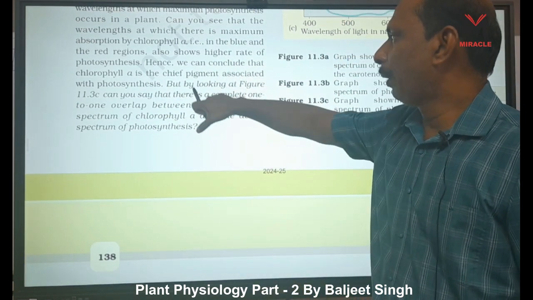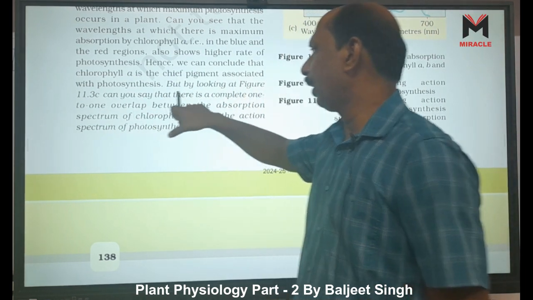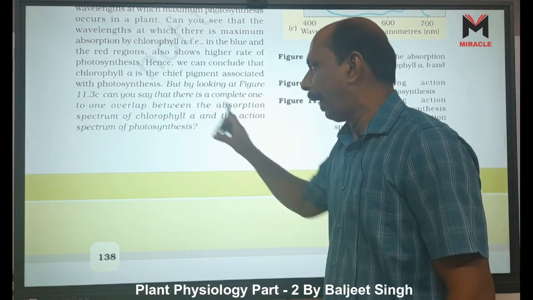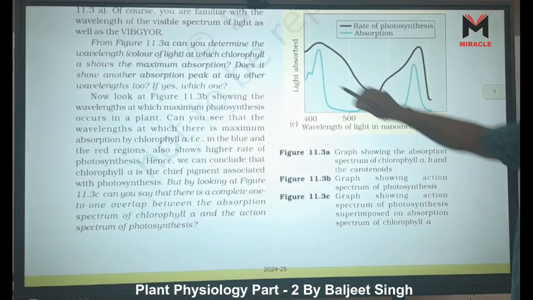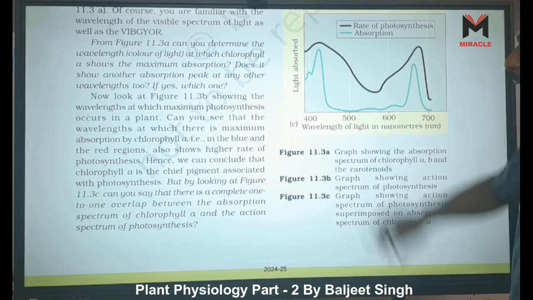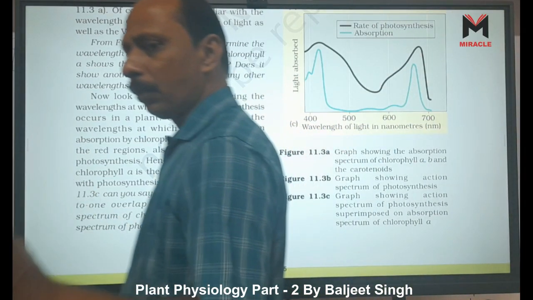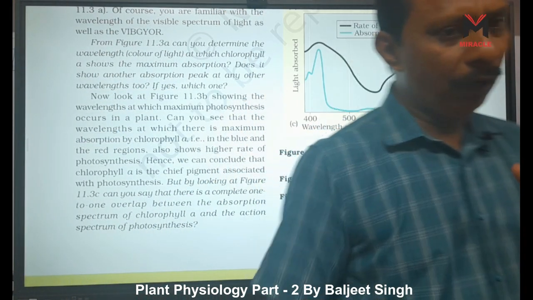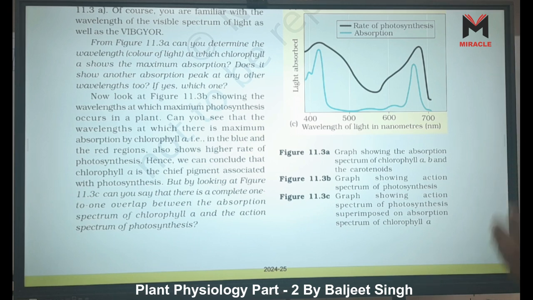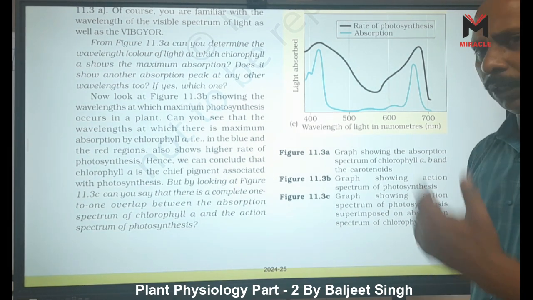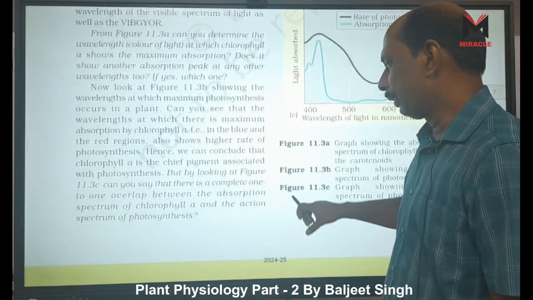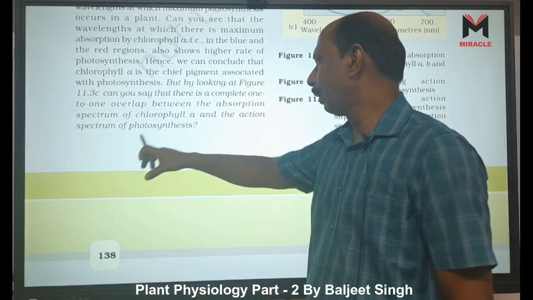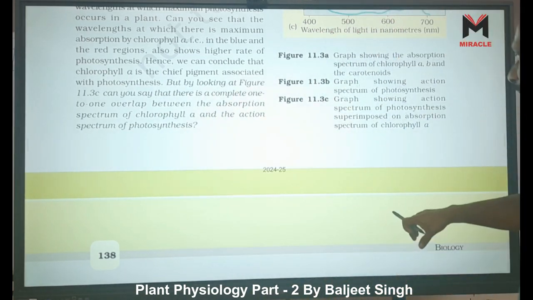Now, some questions are given, but by looking at figure 11.3c, can you say that there is a complete one-to-one overlap between the absorption spectrum of chlorophyll a and the action spectrum of photosynthesis? No overlap. The answer is no. Why not? Because chlorophyll a alone is not responsible for all the absorption of photons and photosynthesis. Other pigments absorb sunlight and transfer this light to the light harvesting complex. That's why there is no overlap between the absorption spectrum and the action spectrum of photosynthesis.